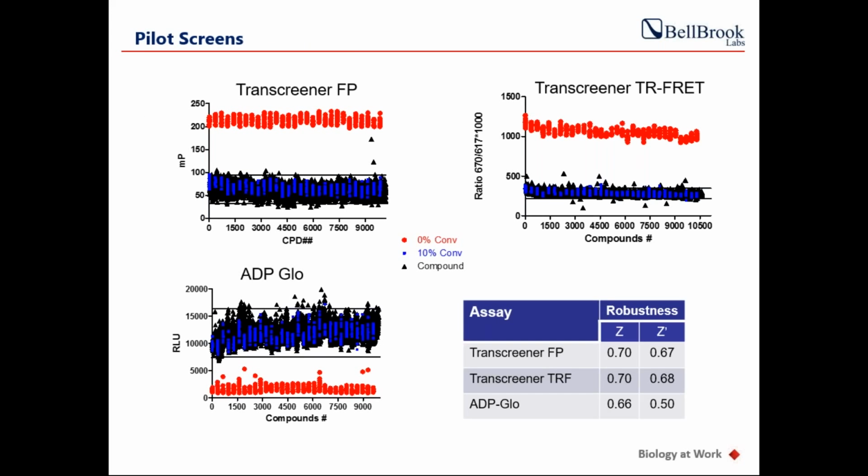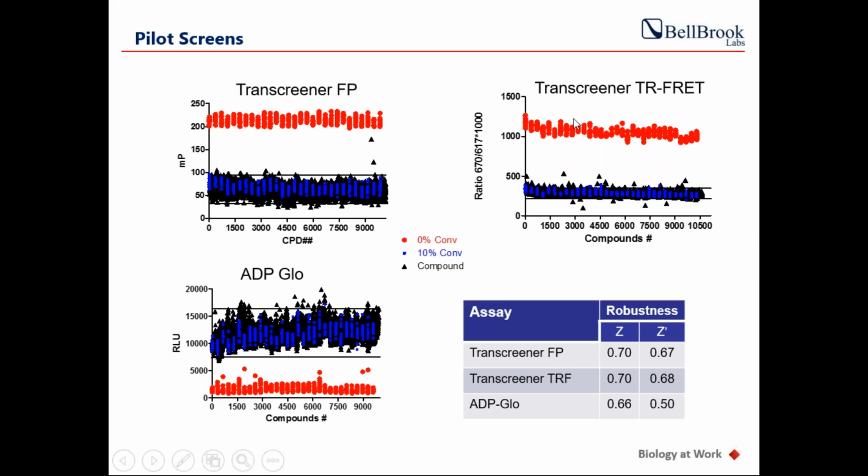And these are the results of the pilot screens. We ran this with the Transcreener ADP assay, the TR-FRET assay, and then an ADP Glow kit. And the first thing that you'll see is that, for our assay, the negative controls, these blues, are the 10% conversion. The positive controls here represent 0% conversion. So this would be complete inhibition.